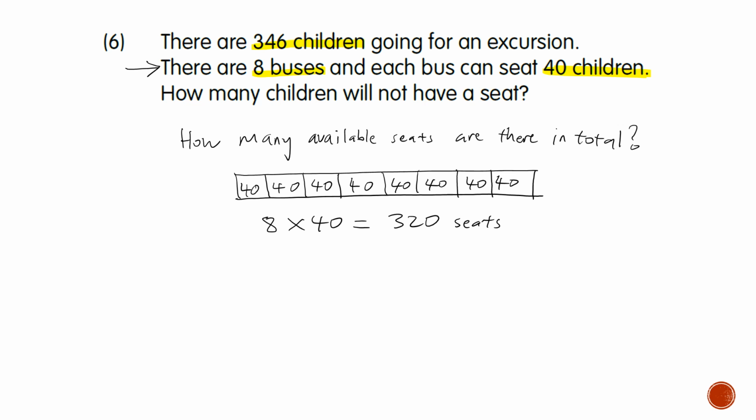Then we can work backwards. There were 346 children going for an excursion. So we take the total minus the given number of seats, and we find that we have 26. These are children that cannot sit down, so we are done. When you read a question, you really have to understand what is the most important information. Although the question started with this sentence, I would say that the second sentence is the most important piece of information. Thank you.